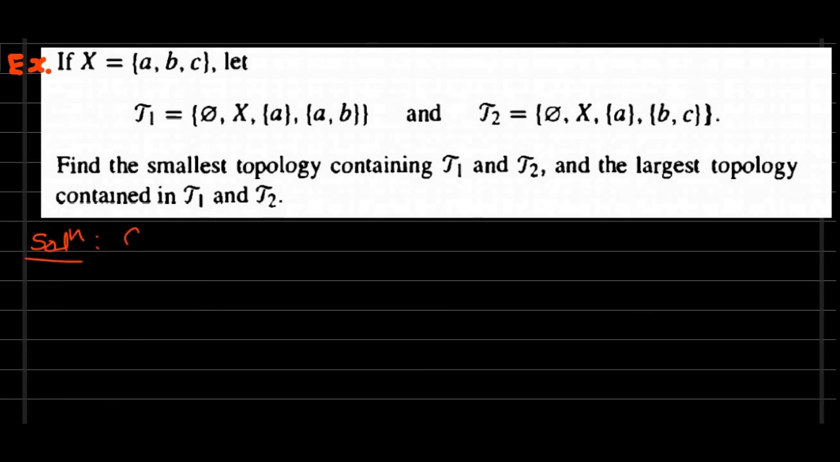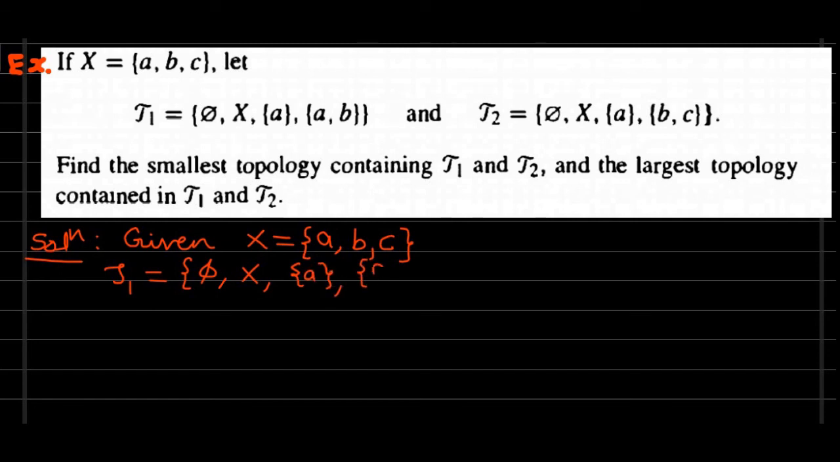Solution: the set X is equal to the 3-point set containing members A, B and C. τ1 is the collection having members the empty set φ, the complete set X, the singleton set {A}, and the 2-point set {A, B}. And we are also given the second collection τ2, which is the collection having members φ, the complete set X, the 1-point set {A}, and the 2-point set {B, C}.